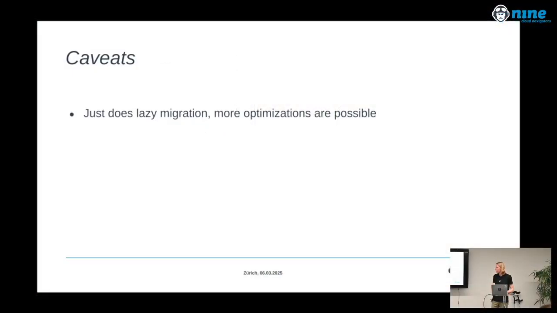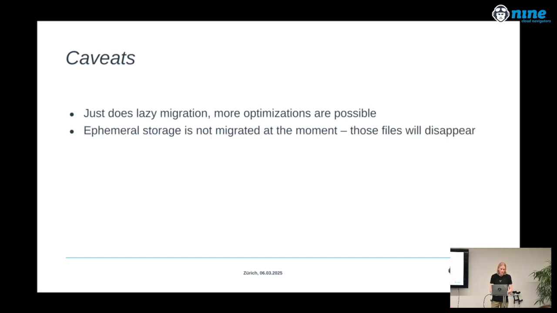So yeah, there are some caveats here. Currently, this just does lazy migration. You could do more optimizations by pre-copying, and then you would only need to lazy migrate what is left. But pre-copy also has some issues. It doesn't work on ARM, for example. Ephemeral storage is not migrated at the moment. So if your container writes anything to its ephemeral storage layers, this is gone.